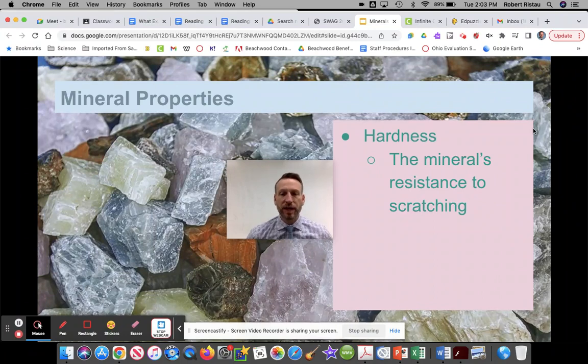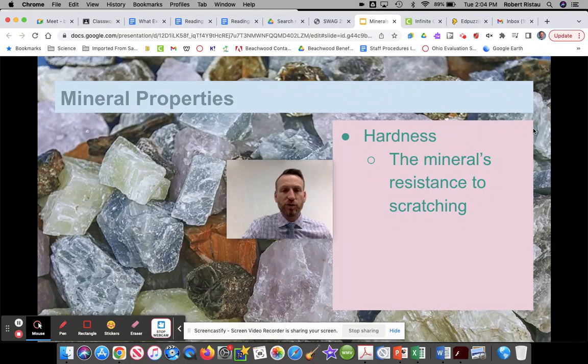Hardness of a mineral is based on the mineral's resistance to scratching. The mineral's resistance to scratching. Soft minerals are going to be easy to be scratched, right? You'd be able to scratch a soft mineral pretty easily with another material that also is pretty soft. The harder the material, the more difficult it's going to be to scratch that mineral.